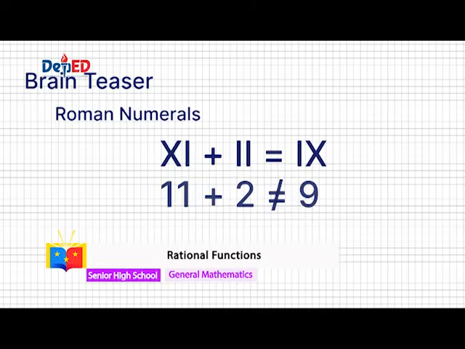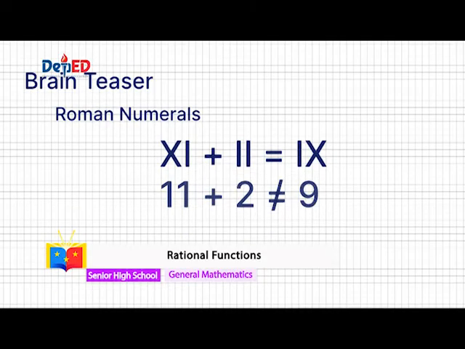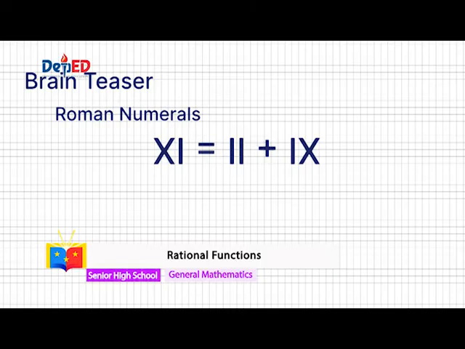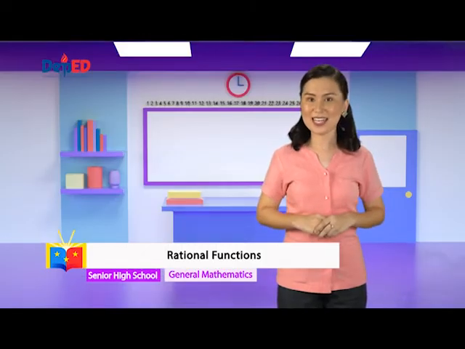Your time is over. If we have this upside down, this will be XI, which is 11, is equal to II or 2, plus IX with a value of 9. It makes sense now, right? 11 is equal to 2 plus 9. Did that make you mathtivated?